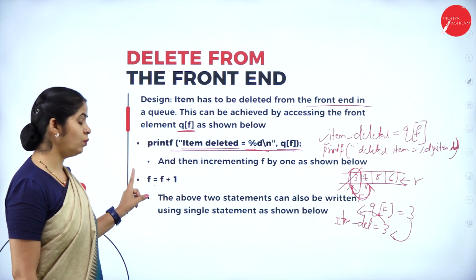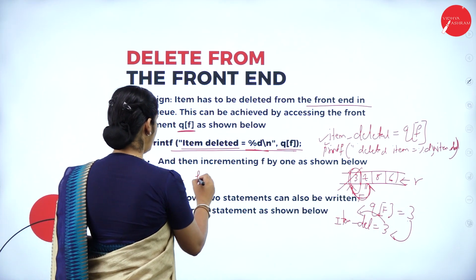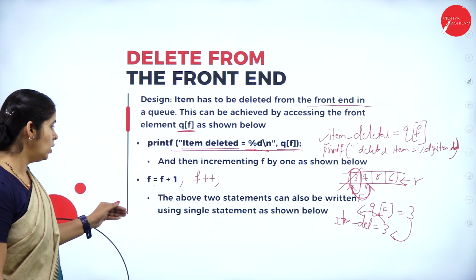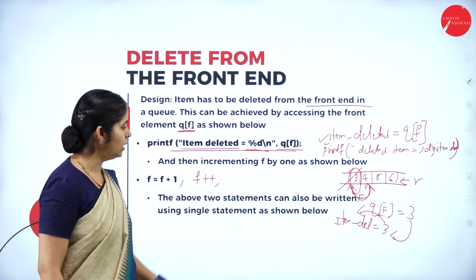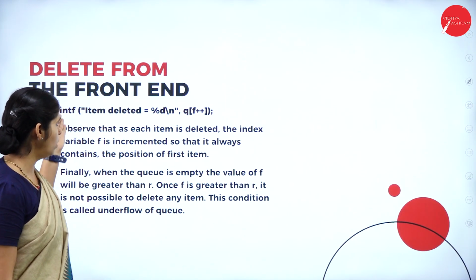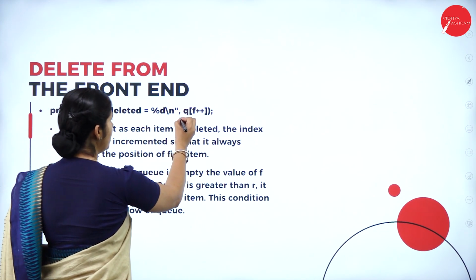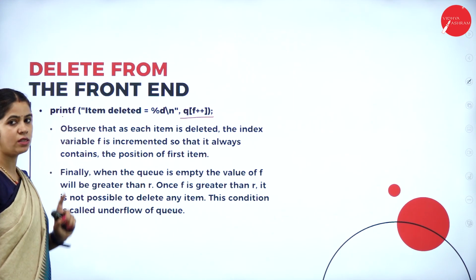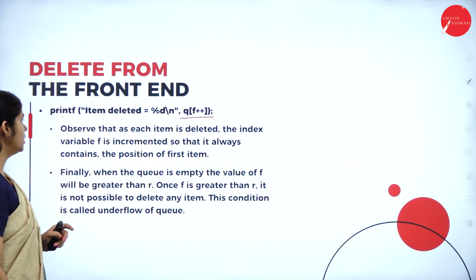So what we are doing? We are incrementing either by F is equal to F plus 1 or F plus plus. So either way we can do. The above two statements can be written using a single statement as shown below. That is the single statement we have written. We are incrementing the F pointer directly in the printf statement. We can reduce the number of lines of code by doing this.